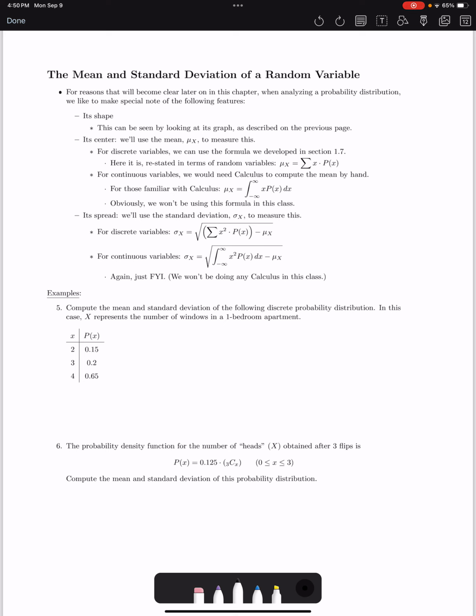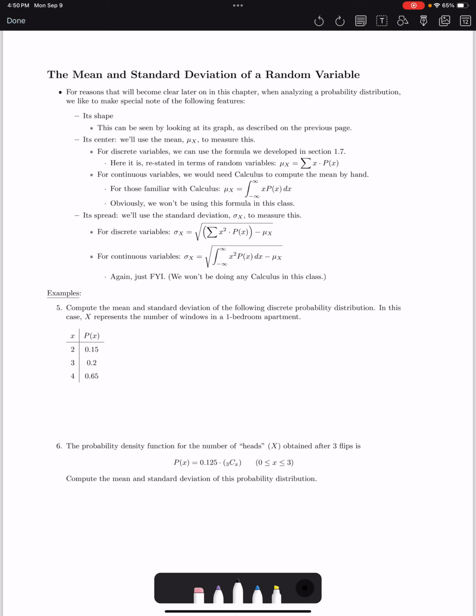random variable, we look at the shape by looking at a graph of the distribution as described on the previous page. As for the center of the distribution, we're going to use the mean, mu sub x, to measure the center of the distribution. This is regardless of the shape of the distribution. So even if it's skewed, we'll still use the mean. And again, the reasons for this will become clear as we develop more information and get through the material in this unit.